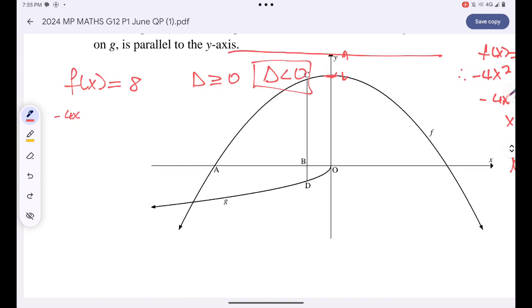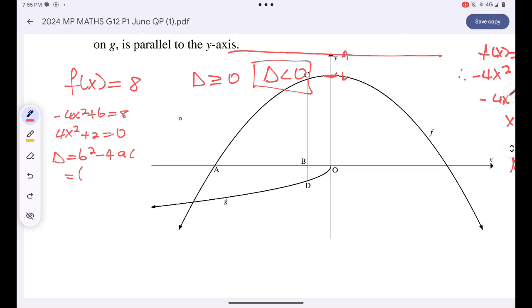I have negative 4x squared plus 6 is equal to 8. Make sure everything is in standard form. Move this to the right hand side. Then I have positive 4x squared plus 2 is equal to 0. Then let me find my delta. Delta is just b squared minus 4ac.